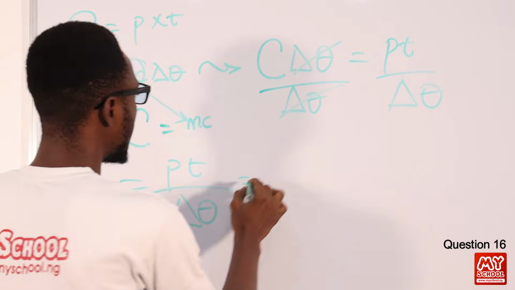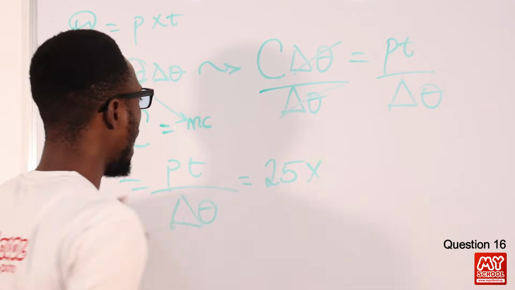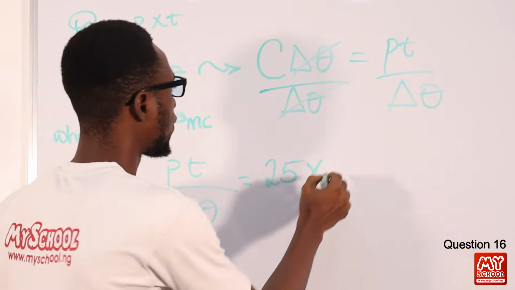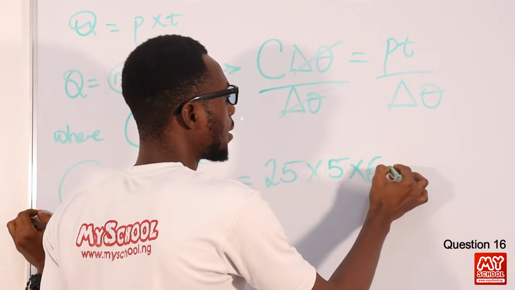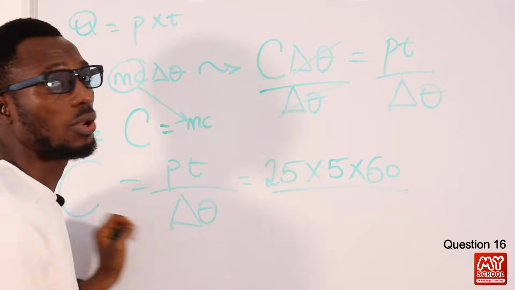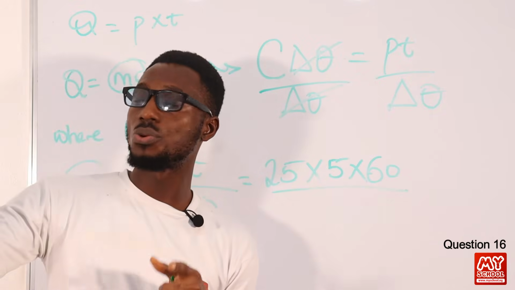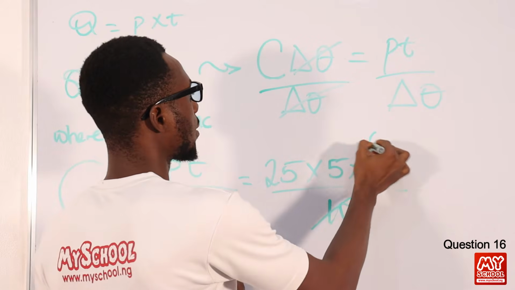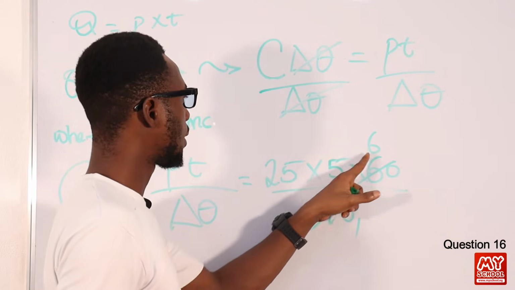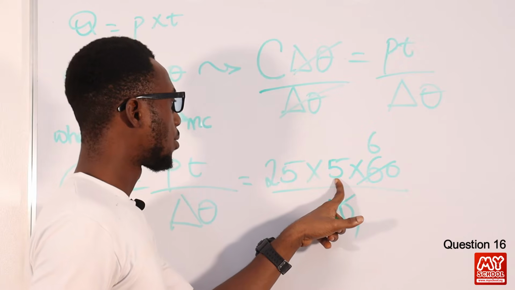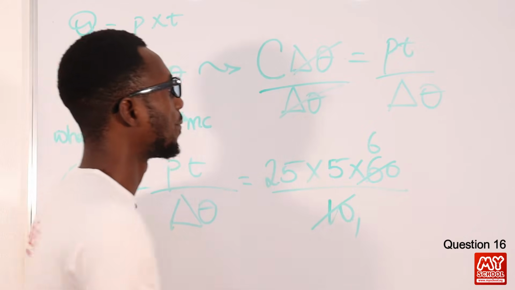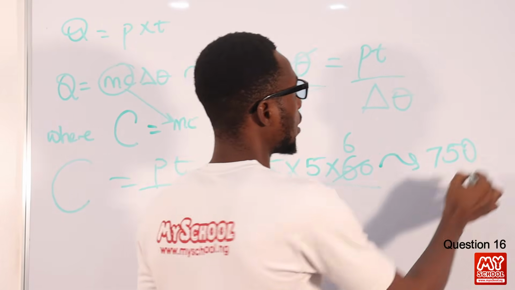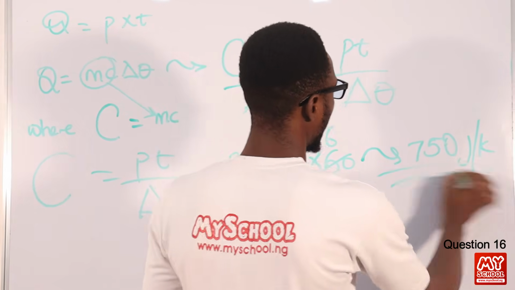Okay, so what is the power of the heater? That's 25 watts times the time. That's actually 5 minutes, but we have to convert to seconds, right? So that will be 5 times 60, isn't it? Over the change in temperature. The temperature rises by 10 degrees Celsius. So I have 10, right? 10 here 1, 10 here 6. Okay? This is 6 times 5. That is 30. So 30 times 25, that should give me 750. Okay, 750 joules per Kelvin.